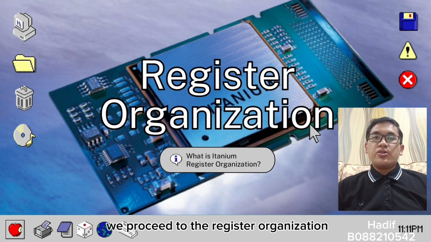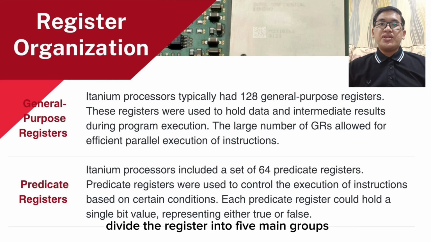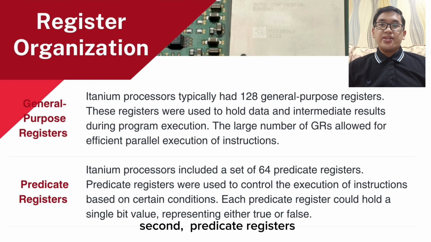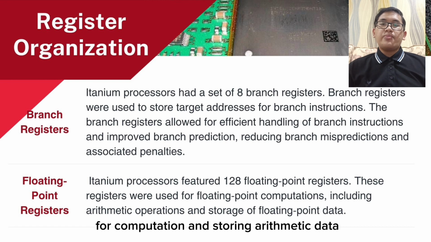We proceed to the register organization. The architecture and organization of this processor divide the registers into 5 main groups. First, general purpose registers, which typically had 128 registers. Second, predicate registers, which had 64 registers that were used to control the execution of instructions based on certain conditions. Third, branch registers, which had 8 registers that were used to store target addresses for branch instructions. Lastly, we have floating point registers, which had 128 registers for computation and storing arithmetic data.